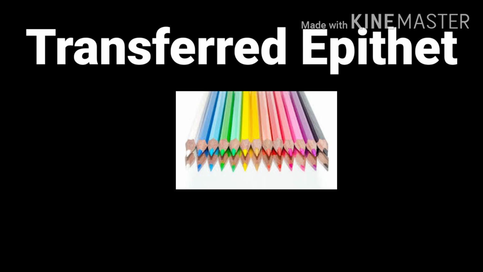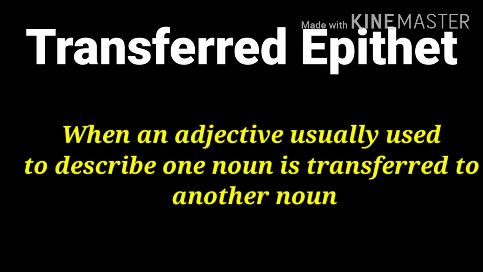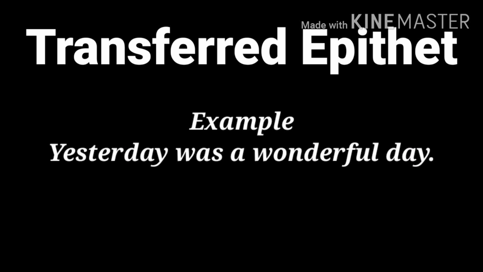Transferred epithet. When an adjective usually used to describe one noun is transferred to another noun, that is a transferred epithet. You see an example. Yesterday was a wonderful day. Here, the day was not wonderful. The speaker had a wonderful day. Here, the adjective wonderful is not modifying the noun day. It describes the kind of day the speaker experienced.